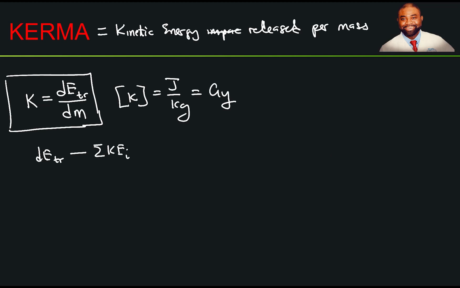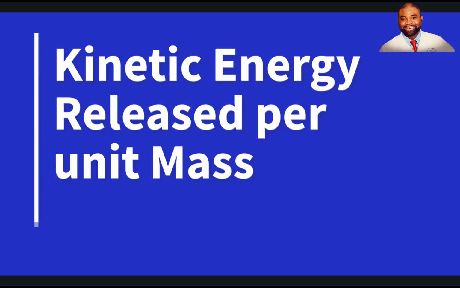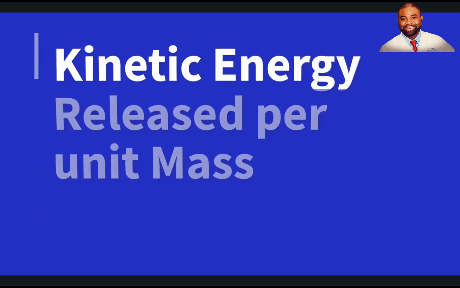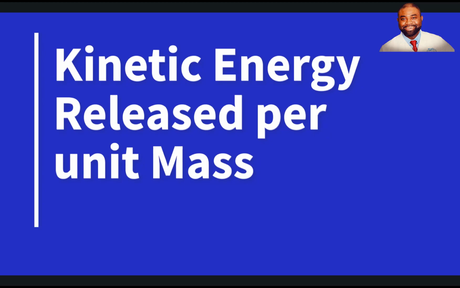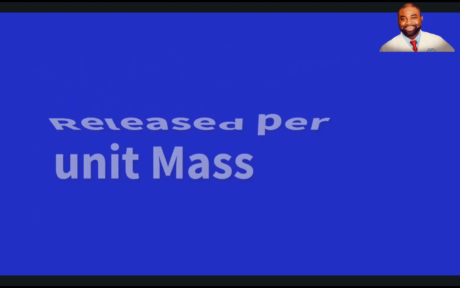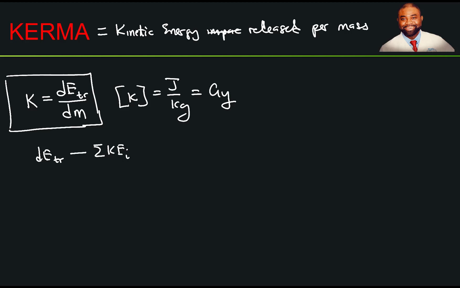So the next term that we will talk about is KERMA. KERMA is an abbreviation that stands for the kinetic energy released per unit mass. Essentially, KERMA measures the sum total of the initial kinetic energy of all the ionizing particles released in the medium per unit mass as a result of the interaction of that particular medium with the incident photons on it.